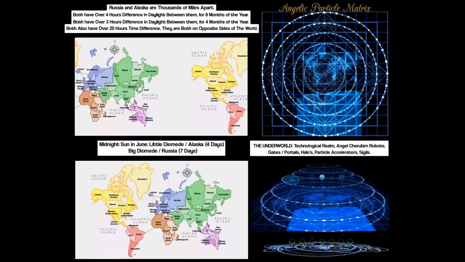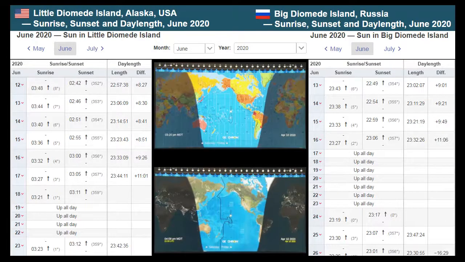Also, another absolute killer one is the Midnight Sun, where you have 24 hours of sunlight in June. If you look at Little Diomede, that's next to Alaska, it has 4 days of 24 hours of sun. And Big Diomede, that's supposed to be next to Russia, has 7 days, which is a whole week of 24 hours of sunlight. So this absolutely debunks the globe and the AE flat earth map. It's over for them. That's game over. We know what the reality is, so let's move on.